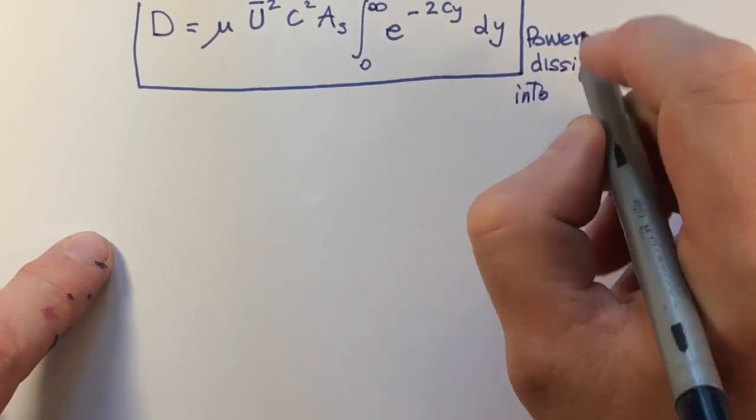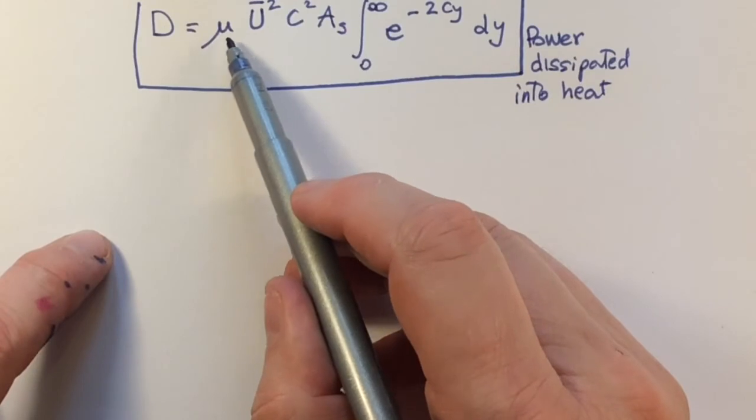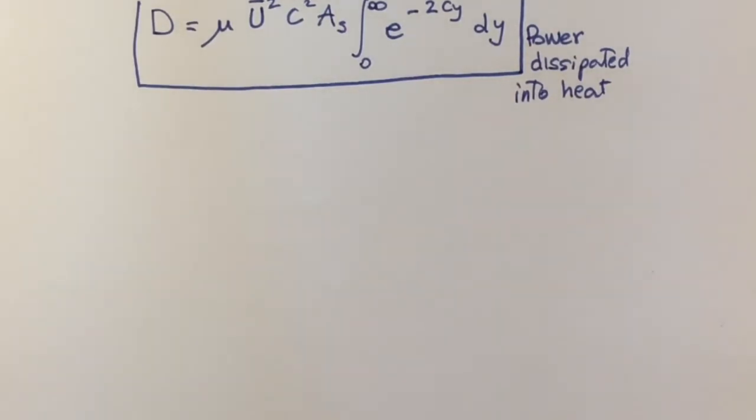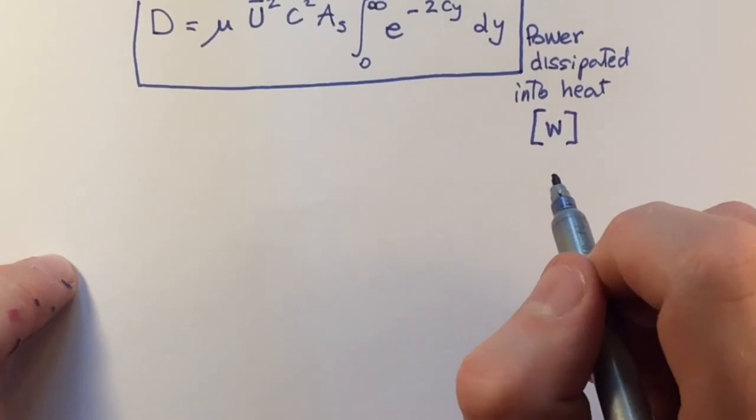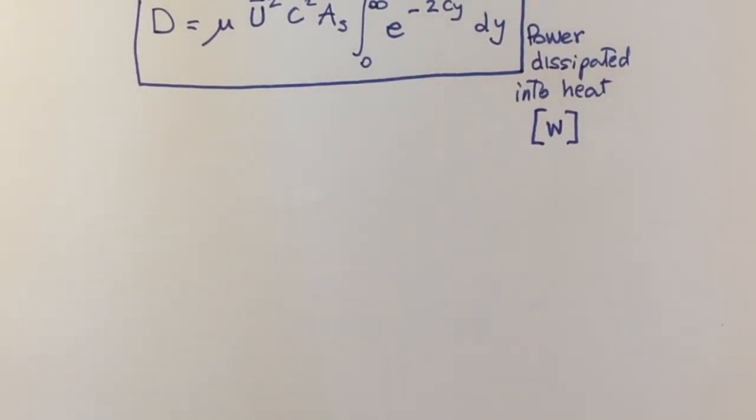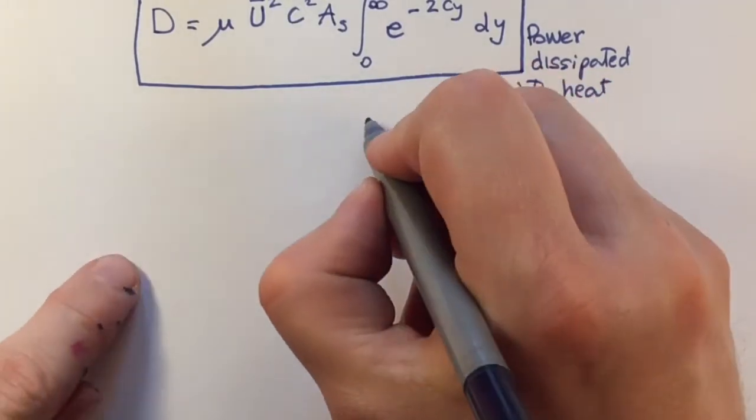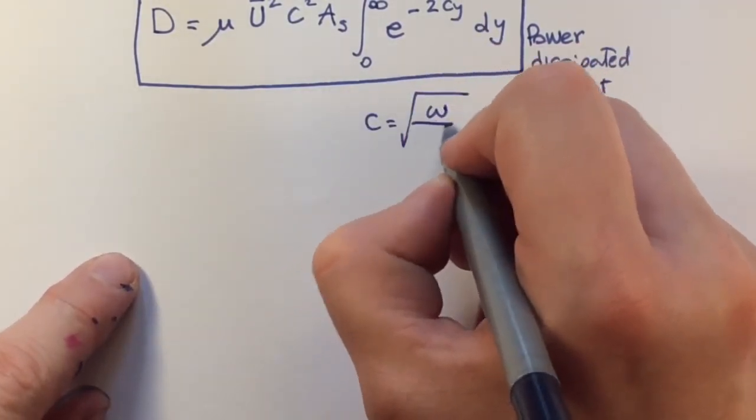And of course, this depends on the dynamic viscosity, because the dissipation into heat occurs because of viscous effects. Very good. And the units of this is watts. So c is the square root of mu divided by 2 nu.